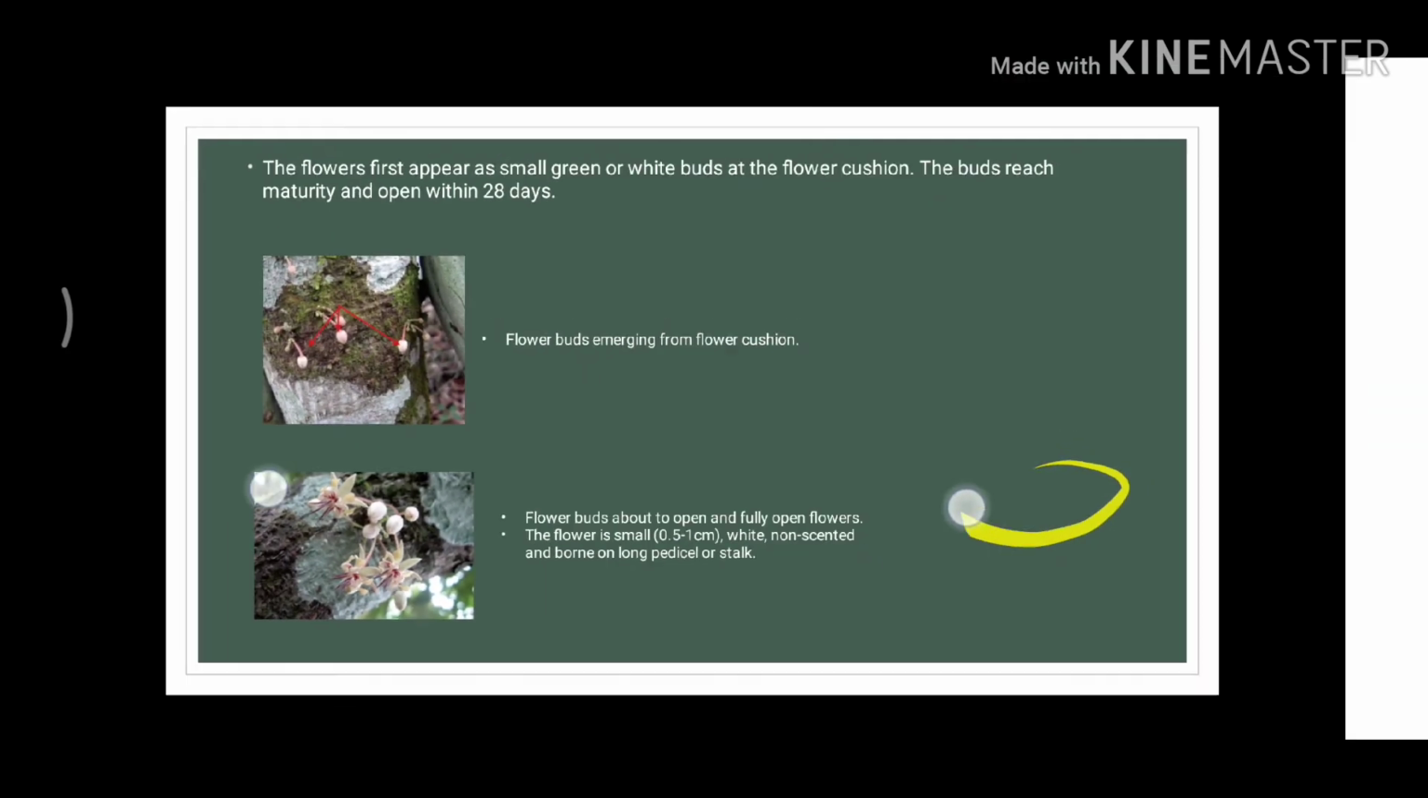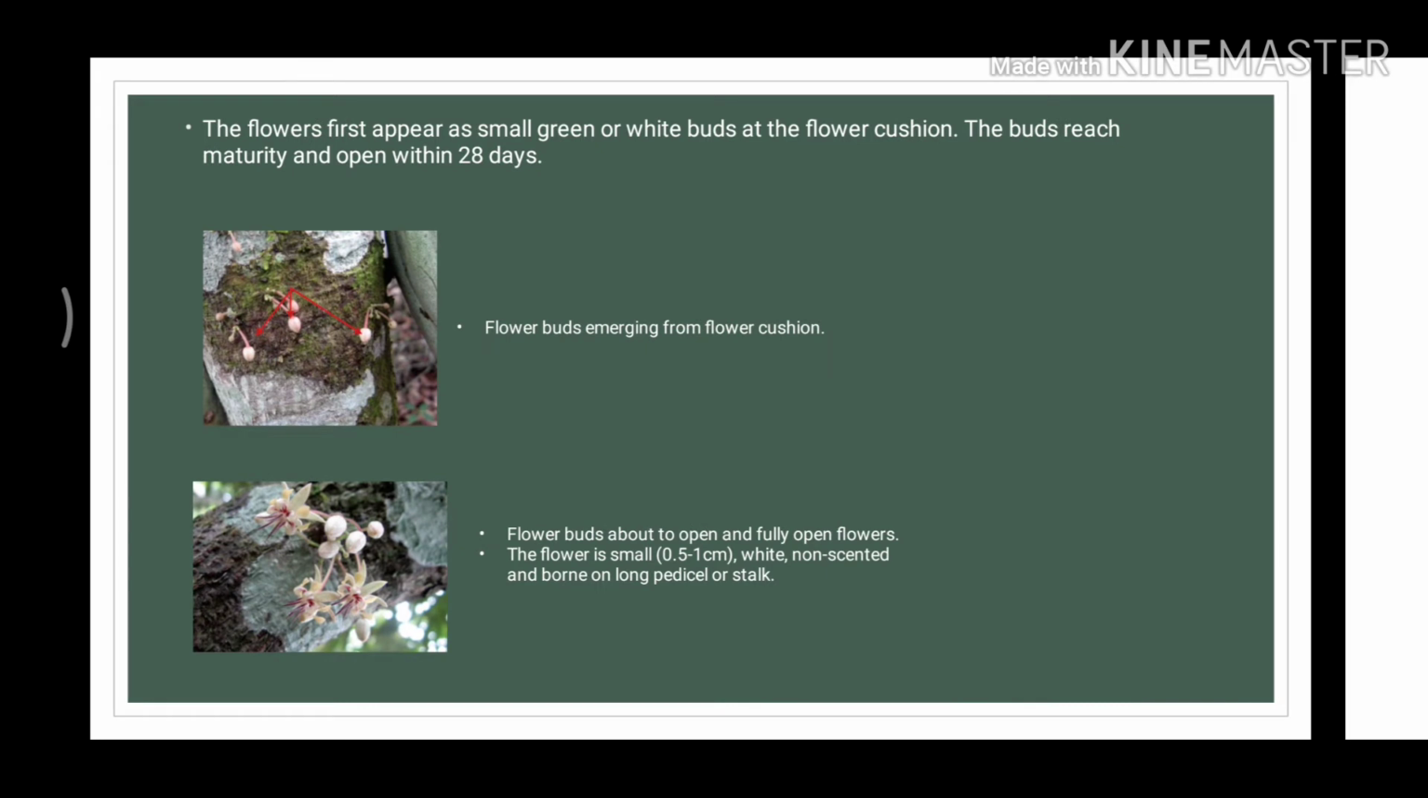This is an explanation of the cocoa flowers. The flowers first appear as small green or white buds at the flower cushion. The buds mature and open within 28 days. These show flower buds emerging from the flower cushion, flower buds about to open, and fully open flowers. The flower is small, white, non-scented, and borne on a long pedicel or stalk.